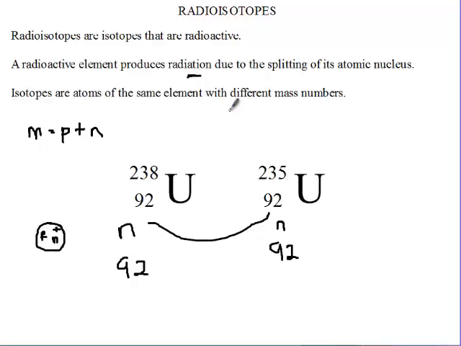So for hydrogen, we have hydrogen, we have deuterium, that means over here we have one neutron and one proton, and then we have tritium. These are the three isotopes of hydrogen.